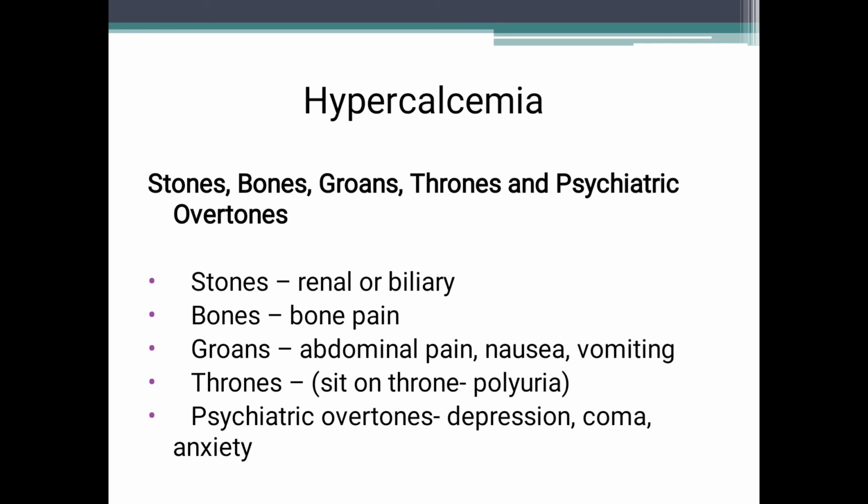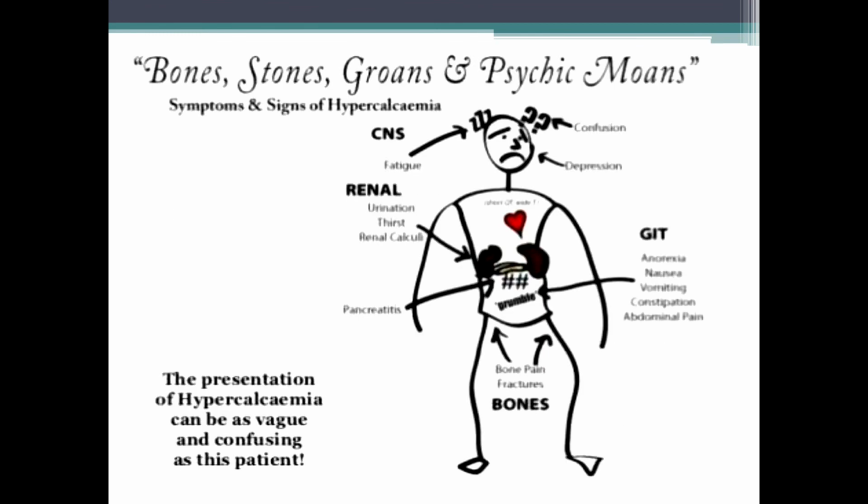Thrones means sitting on the throne, which is polyuria; they will have polyuria. The throne is like a porcelain toilet. So you are sitting on the throne, that is polyuria. Then stones: you have renal and biliary stones. Bones: you have bone pain. Groans means abdominal pain, nausea, vomiting. And psychiatric overtones are depression, coma, anxiety. So the CNS is affected, renal is stones, the GIT has the groans, and in the bones you have bone pain.